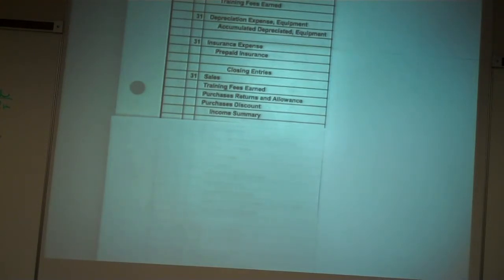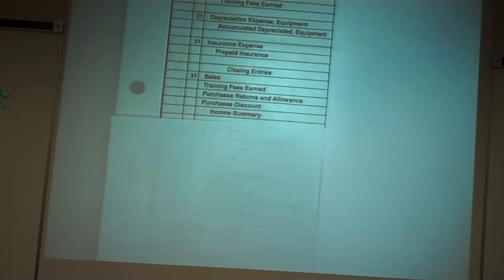Why are we doing this? So they have zero balances. Good. And why do we want them to be zero balances? So we can start over fresh. So we're ready for the next year, or the next month, or the next period, whatever. They're temporary accounts. They're ice, they melt away. This is the melting process.